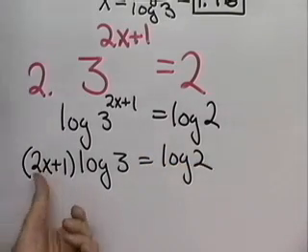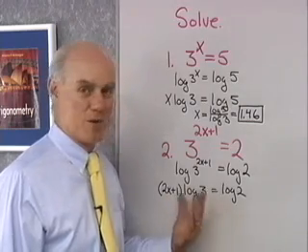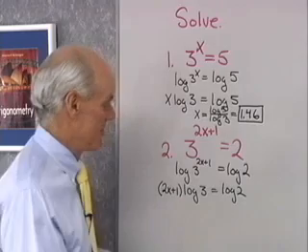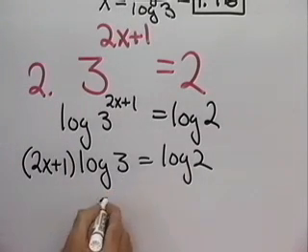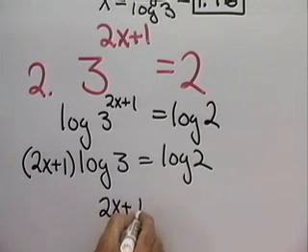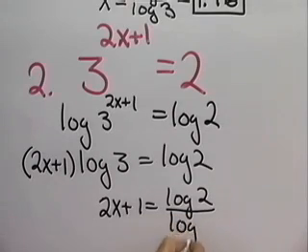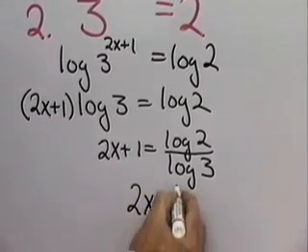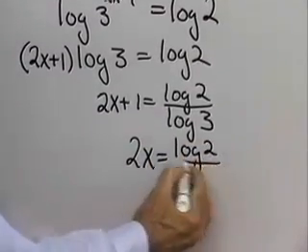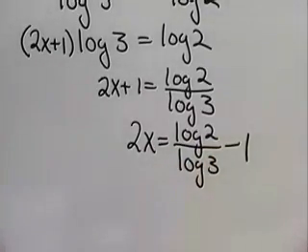Now at this point, there's a lot of different ways to go through here and solve for x. I'll show you the way that I like to do it. There's other ways to do it too, but let me show you my way first. I'm just going to take this coefficient log 3 right here and divide both sides by it. When I do that, I have 2x plus 1 is equal to log 2 divided by log 3. Next, I'm going to subtract 1 from both sides. 2x is equal to log 2 over log 3 minus 1.